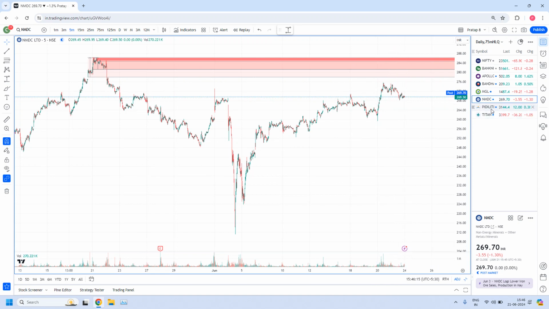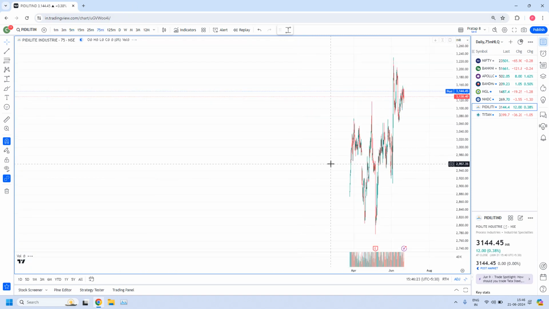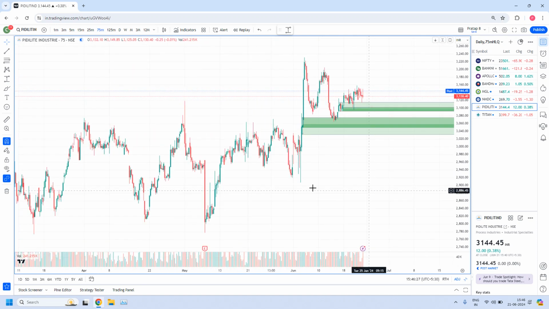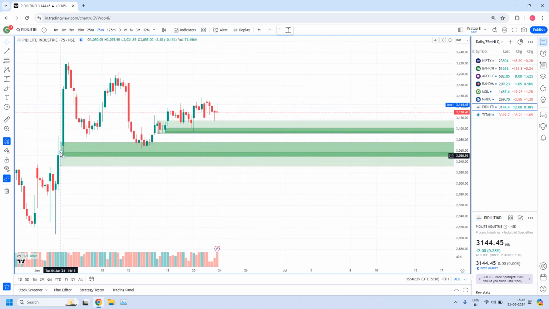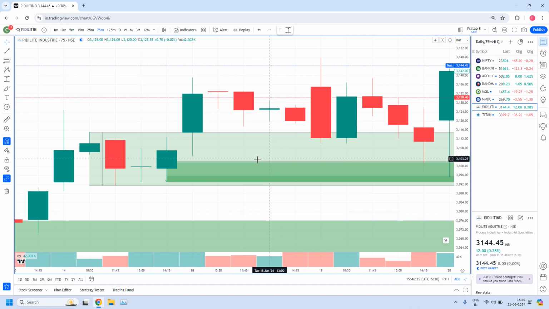And next one is Pidilite Industries. This is a 75 minutes demand zone. We don't have 75 minutes supply zones. This is a 75 minutes demand zone. Let me move on to the 75 minutes time frame. Previously also we got a trade here, but again one more high liquidity zone was there above, another high liquidity zone.